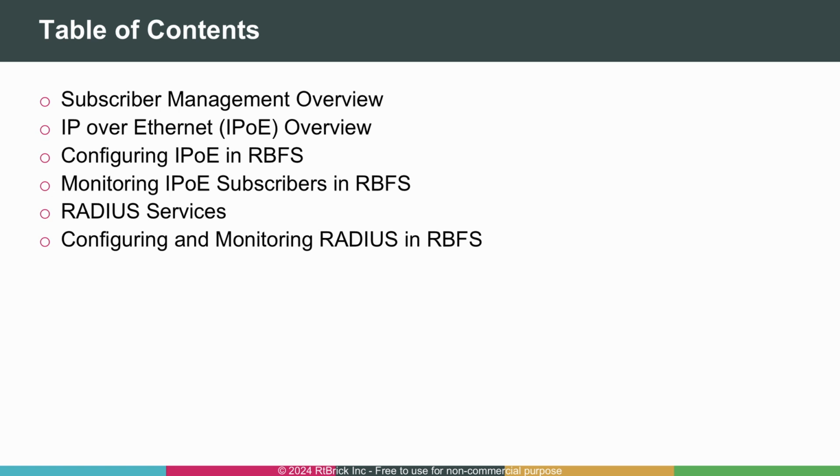We will start with a brief introduction to broadband access networks to outline the basic architecture and clarify some key terms. Next, we'll take a closer look at how IPoE works, explaining the steps to establish and manage DHCP sessions. Afterwards, we'll put the theory into practice, guiding you through the necessary steps to implement IPoE subscriber management in RBFS, covering both IPv4 and IPv6 configurations.